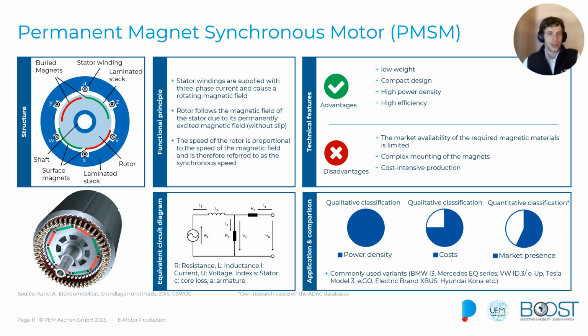In comparison, the power density is the highest of all types of motors due to the permanent magnets. But this comes with high costs, and nevertheless we see a high market presence of this type due to its advantages like the efficiency.